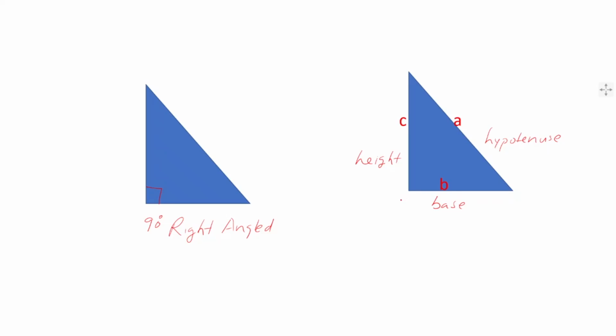Base we can understand as the side on which this particular triangle is built. Sometimes this side will be the base, sometimes this side will be the base. Hypotenuse, this side, is always opposite to the 90-degree angle.